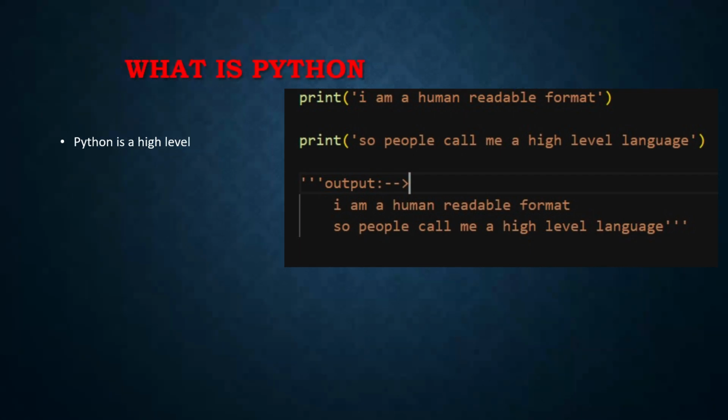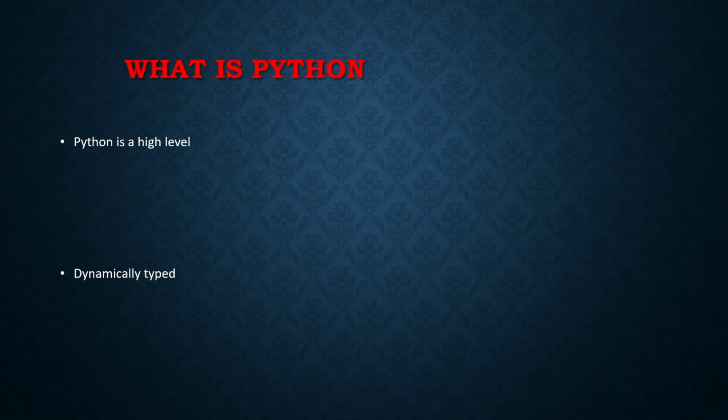Now let's talk about a brief on what is Python. Python is a high level language. We call Python a high level language because it's in human readable format. To describe more, let us print hello world in Python language. We need to print hello world. So anyone can understand that we are going to print the string hello world, which is in human readable format. So Python is called a high level language.